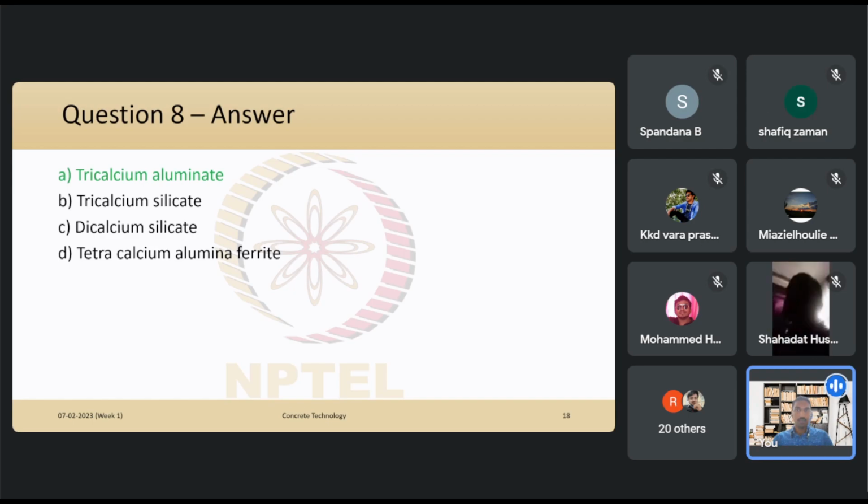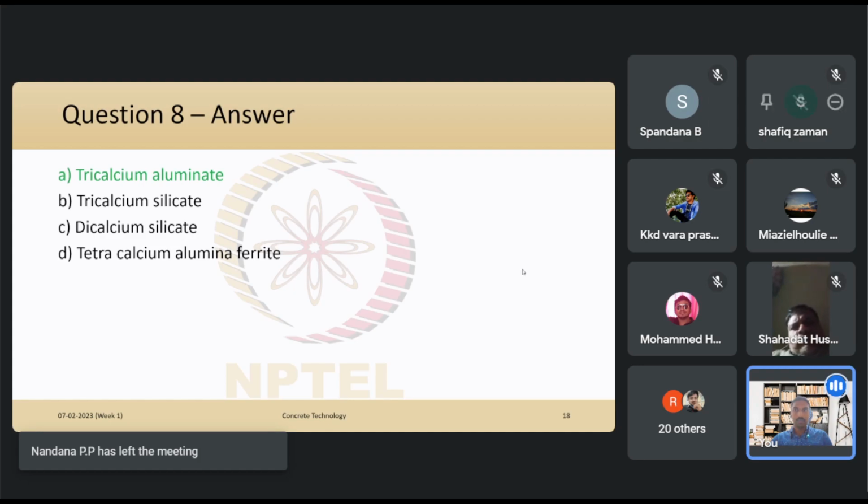So this is also the reason why we add gypsum to cement, right? Because tricalcium aluminate can react so fast, it may not give the opportunity for the other compounds to complete their hydration process, right? So to retard that, we use gypsum so that the tricalcium aluminate is not completely making the cement set initially, right? So that's why it is option A, tricalcium aluminate, which is responsible for the initial setting of cement.